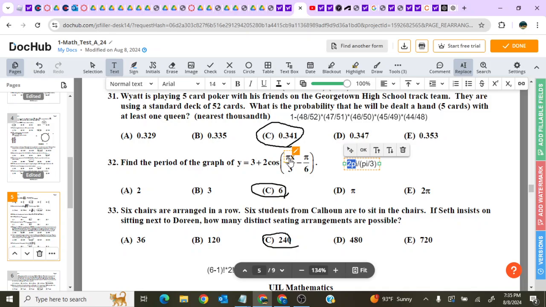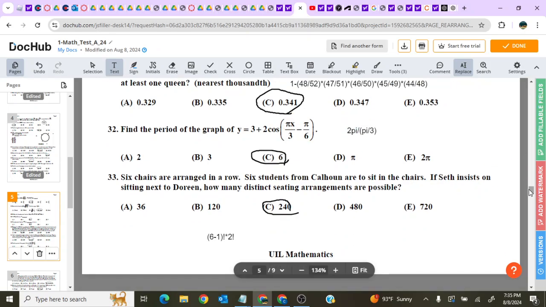6 chairs are in a row, 6 students sit in the chairs, and if Seth wants to sit next to Doreen, how many distinct seating arrangements are possible? Well, since Seth wants to sit next to Doreen, it's best to imagine them as one person instead of two. So now you have 5 people in a row. Well, 5 factorial is 120.